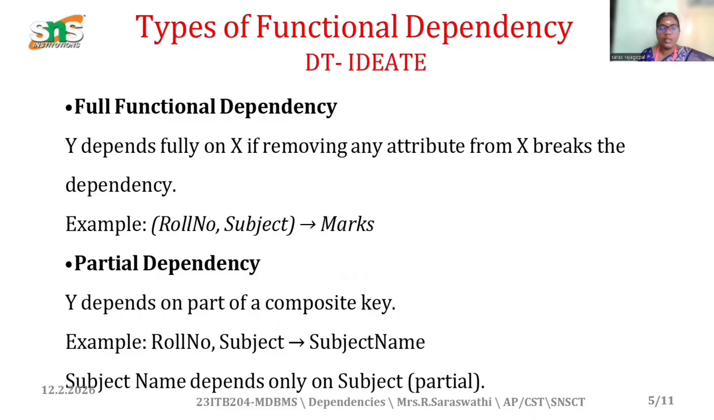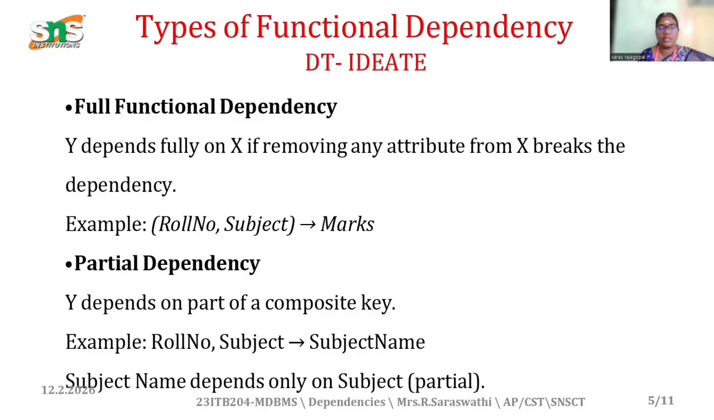If Y depends fully on X, then removing any attribute from X breaks the dependency. That is, roll number and subject determine marks. If you remove subject, roll number alone does not determine marks, so it does not define the full functional dependency. So both of them are needed to describe the fully functional dependency for the attribute set roll number and subject.